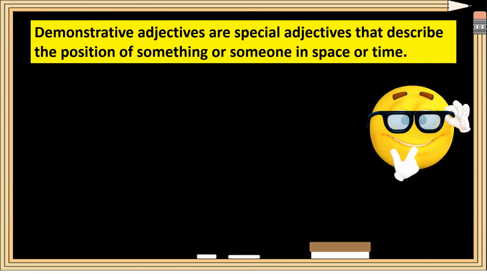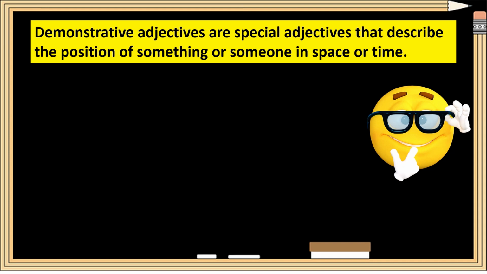If we look at the proper definition for demonstrative adjectives, they are special adjectives that describe the position of something or someone in space or time. It sounds a bit complicated like that, but when you think about it, to demonstrate is to show. So demonstrative adjectives show the position of something or someone in space or time.